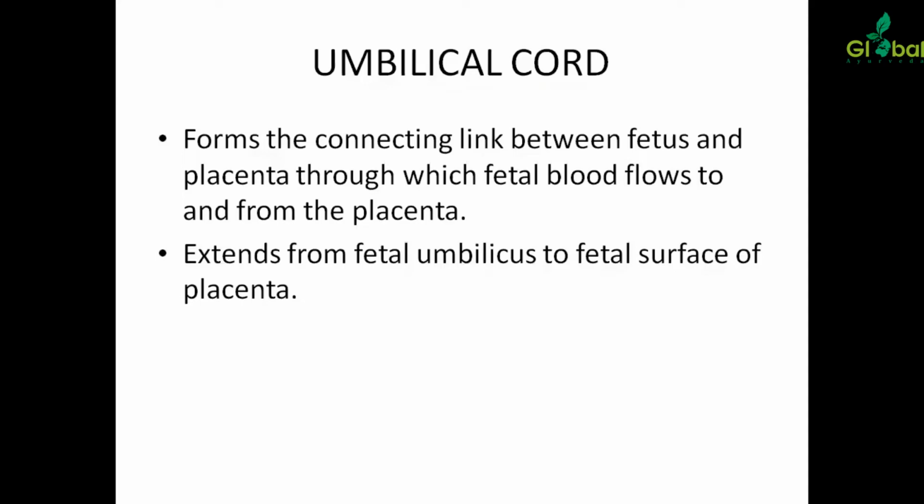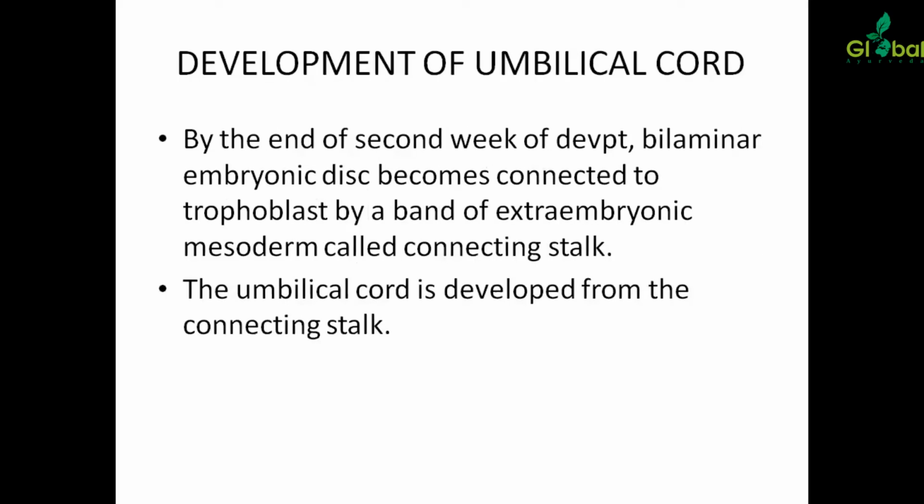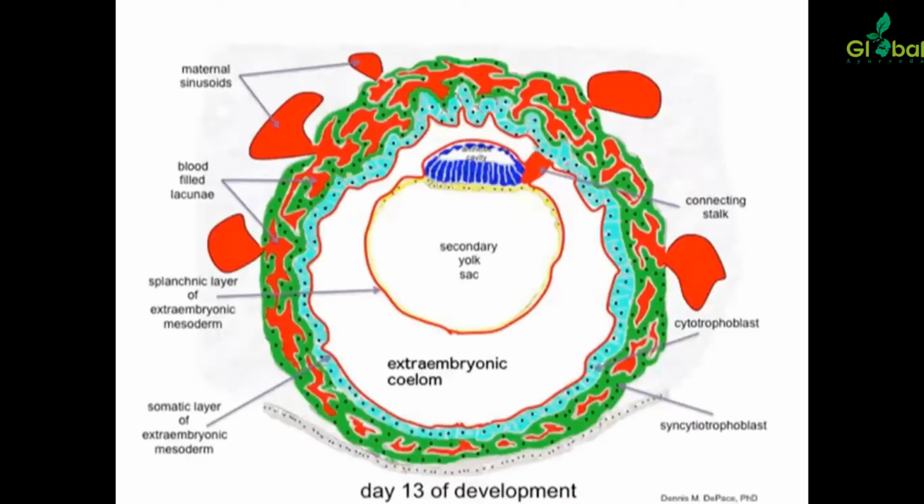The next is the umbilical cord. We know that the umbilical cord is the connecting link between the fetus and placenta through which the fetal blood flows to and from the placenta. It extends from the fetal umbilicus to the fetal surface of the placenta. Development of the umbilical cord: by the end of the second week of development, the bilaminar embryonic disc becomes connected to the trophoblast by a band of extra-embryonic mesoderm. This is known as the connecting stalk. The umbilical cord develops from this connecting stalk. In the picture, we can see the connecting stalk.